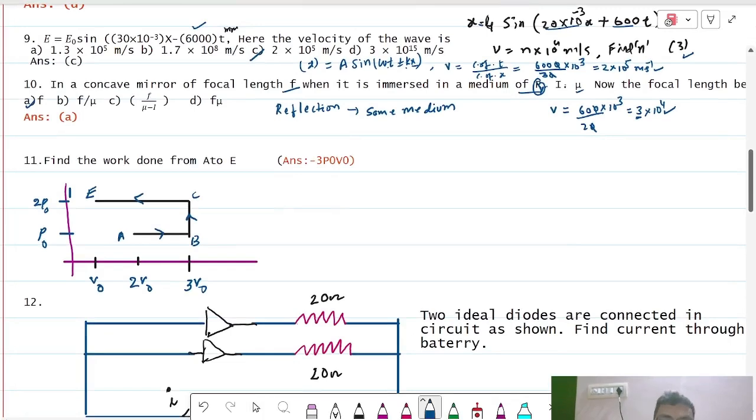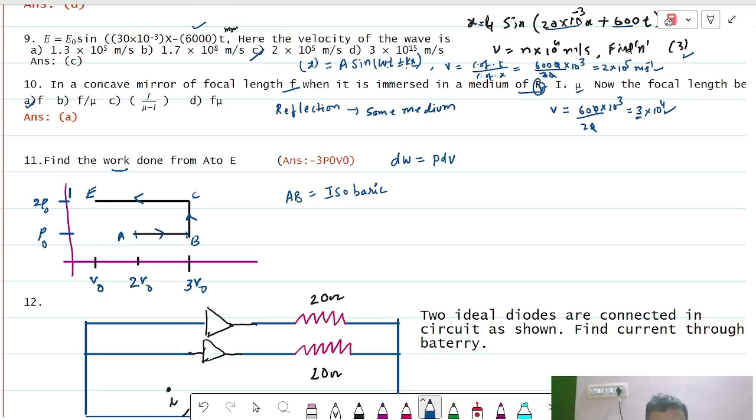The 11th question is only asking for work done. It is not a cyclic process, not closed. So here, AB is an isobaric process. I'll try to explain everything. AB is isobaric because the pressure is constant at P0 and the volume is changing from 2V0 to 3V0. It is asking only for work done. Work done is always dW equal to P into dV. So work done and heat in an isobaric process will be different, right?